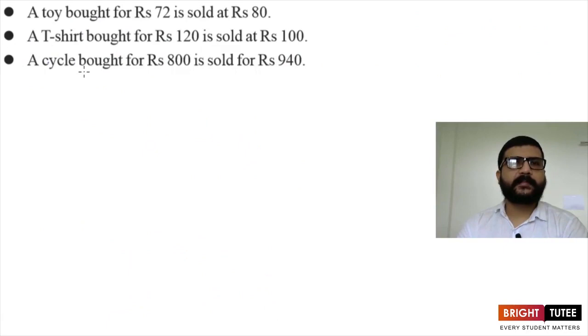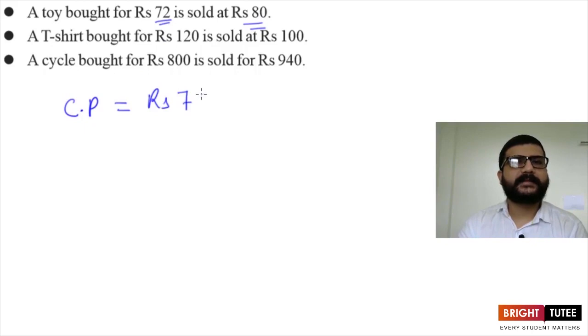Now let's try to interpret from these statements. The first statement given here is a toy bought for rupees 72 is sold at rupees 80. So let's write cost price and selling price first. So what is the cost price here in this case? Cost price is rupees 72. That is CP is rupees 72. Now what about the selling price? SP. SP is rupees 80.